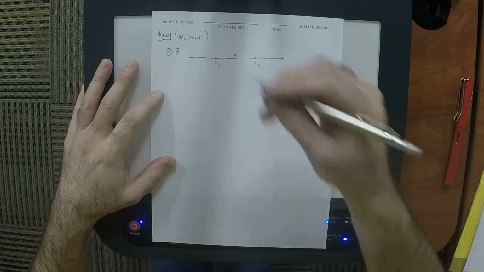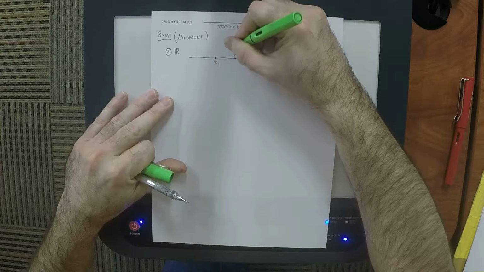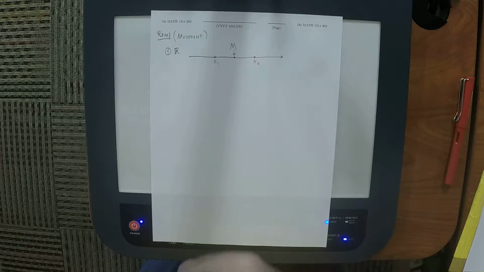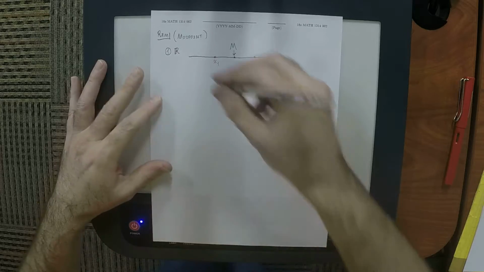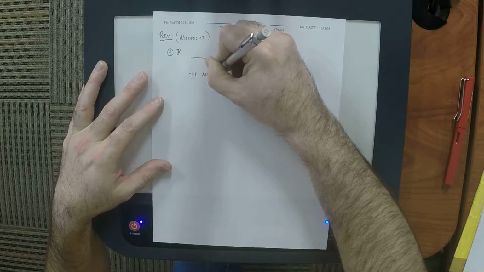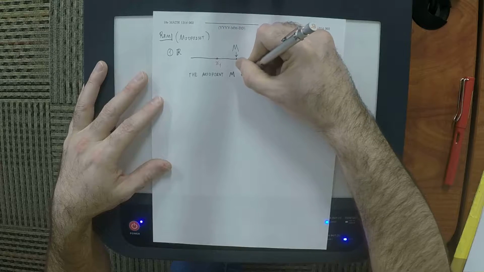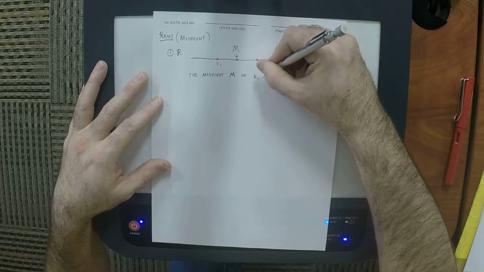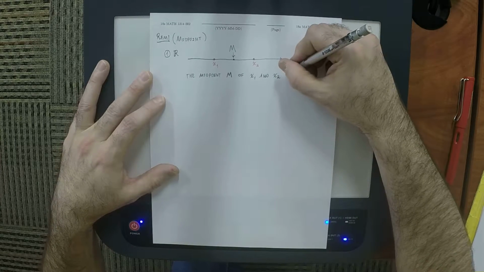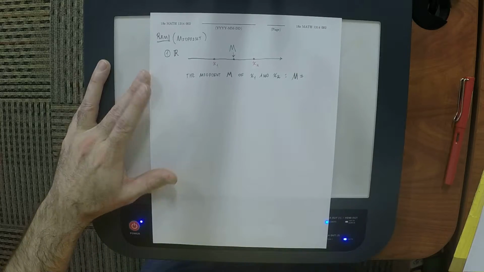So we want a formula. Supposing that we call this capital M. I'm not calling it lowercase m because something else coming up soon is called lowercase m. So the midpoint capital M of x1 and x2 is, I'd like a formula, M equal what have you.